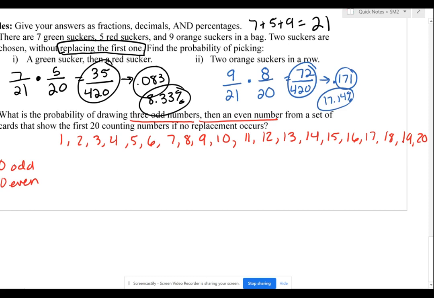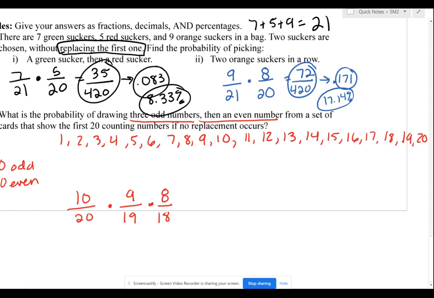So when we originally start, there are 10 odd out of 20 cards, but I'm not putting anything back. So the next one wants me to get another odd. Okay, I didn't put cards back, so this time I only have 19 in my stack. And of those 19, I only have 9 odds. Okay, and then I do it again. It wants me to get another odd, so I only have 18 cards now. And of those 18, 8 of them are odd.